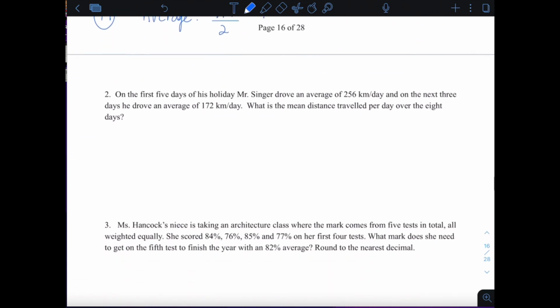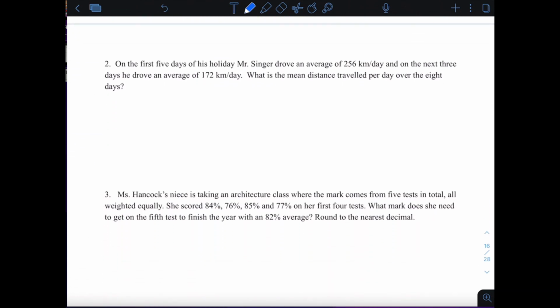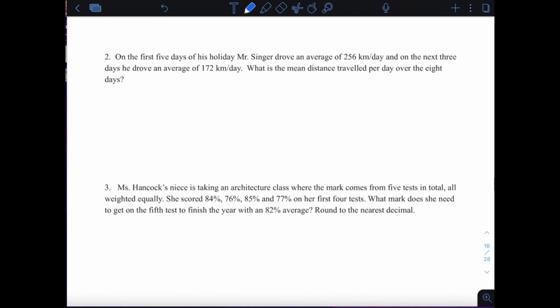Okay, on the first 5 days of his holiday, Mr. Singer drove an average of 256 kilometers a day, and on the next 3 days, he drove an average of 172. What is the mean, meaning average, distance traveled per day over the 8 days? So what I'm going to do is take how many kilometers I drove in total, and I'm going to average it by dividing by the number of days.